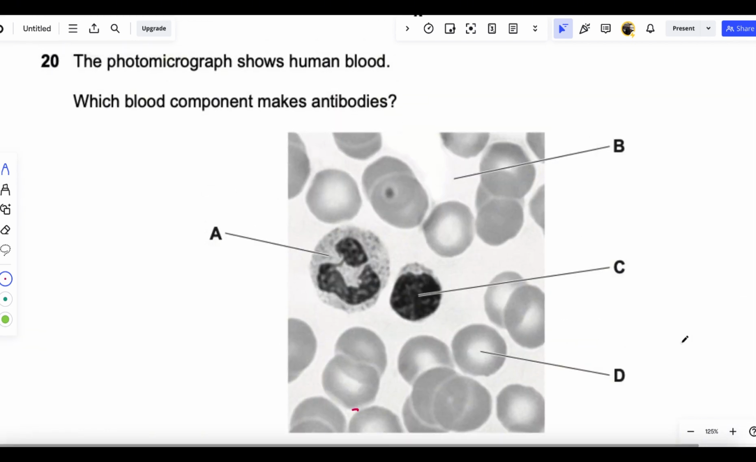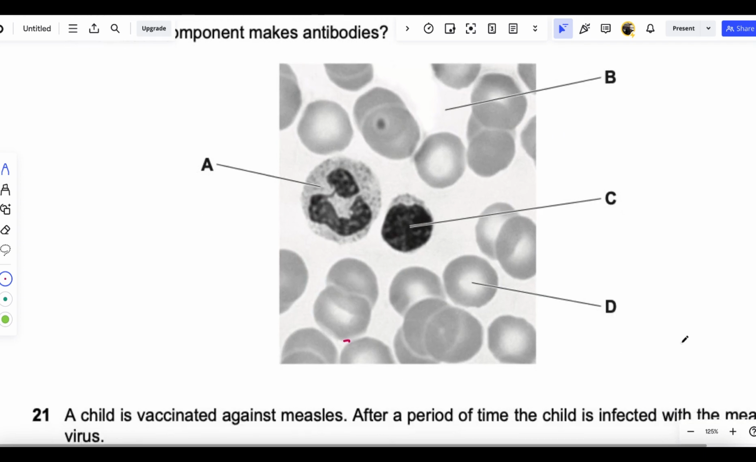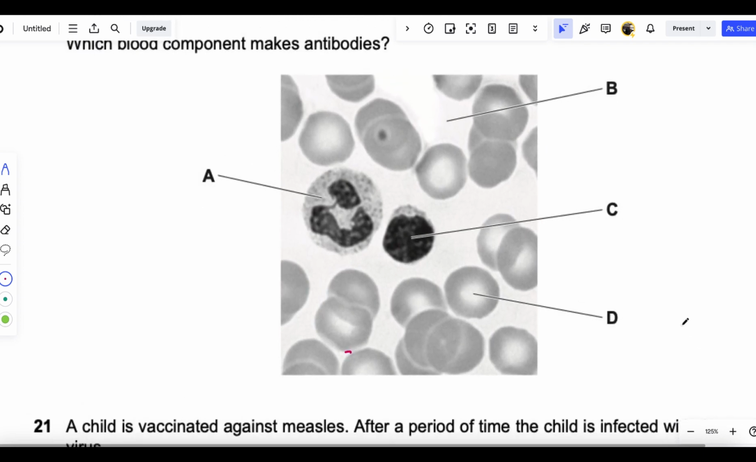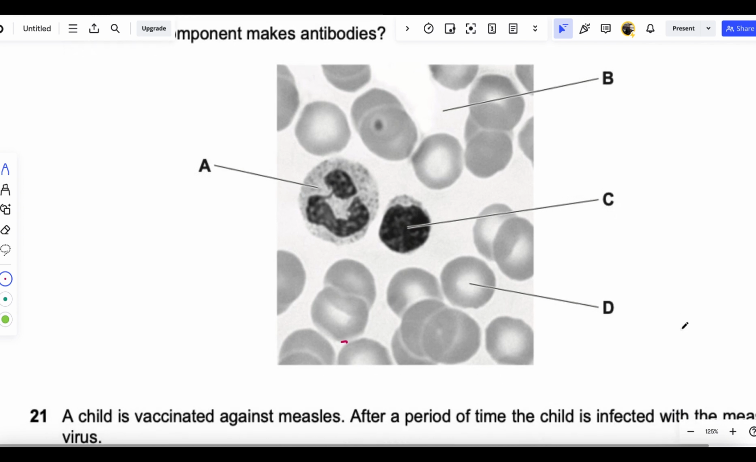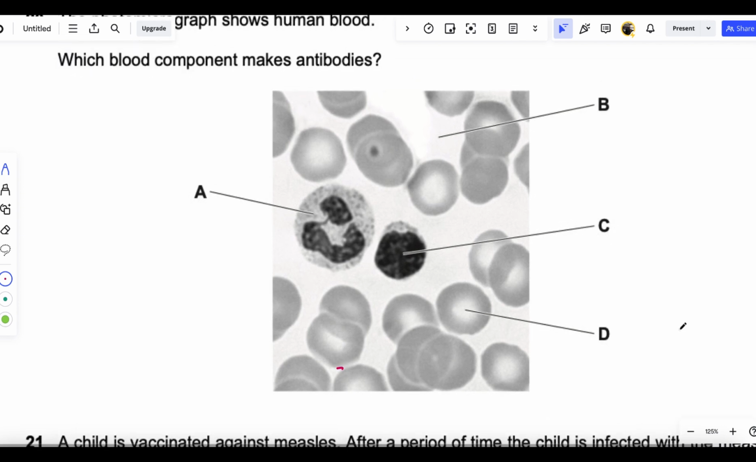Okay. Now we go to question 20. The photomicrograph shows human blood. Which blood component makes antibodies? Which blood component makes the antibody? I think it's C, right? Which blood component? But here they should have put a little bit more description. Makes the antibody, produces antibody, C, this one. This component of the blood.